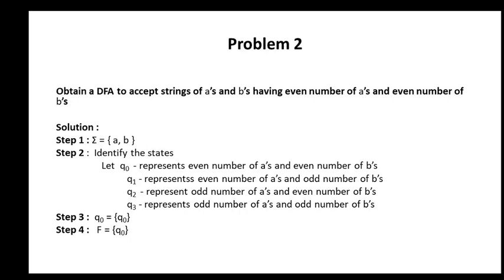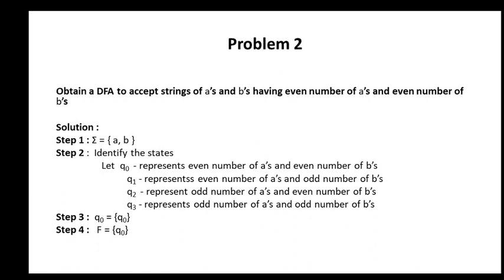Let's see another example. Obtain a DFA to accept strings of A's and B's having an even number of A's and an even number of B's. It is the same problem, but here B's are also added. We have to construct a DFA that accepts strings of A's and B's having an even number of A's and an even number of B's, with anything in between, like AB, AA, and so on.